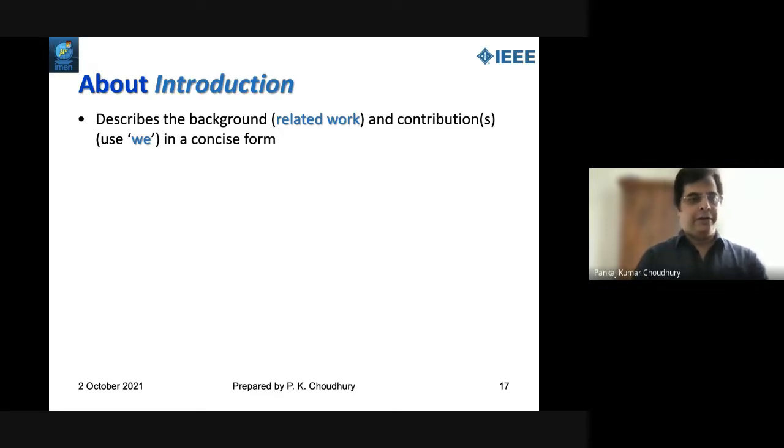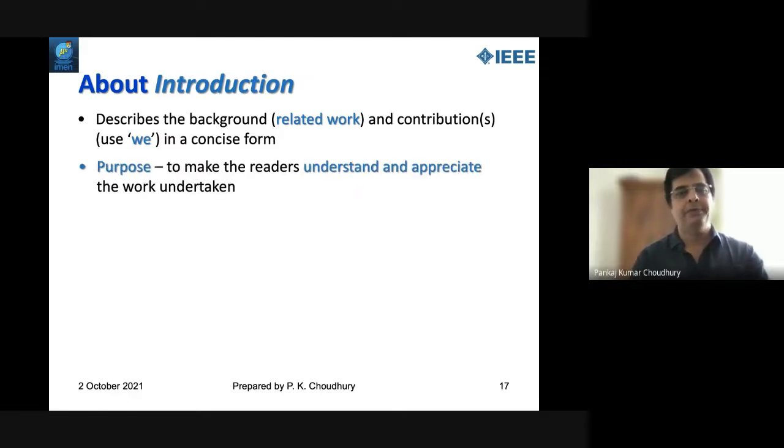Then it is the introduction part, okay? So what does it do? The purpose is that it describes the background or the related work and contributions. Always use "we". When you write the introduction, you use "we" in a concise form, okay? The background and the contributions in a concise form. That is what the introduction is. So you must describe the problem. You state the contributions, then write the list of contributions first. That list of contributions basically drives the paper.